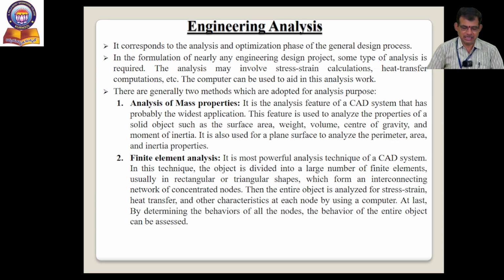What is this analysis of mass properties? It is the analysis feature of a CAD system that probably has the widest application. This feature is used to analyze the properties of a solid object such as the surface area, weight, volume, center of gravity, and moment of inertia. These are basic things that must be satisfied in the design of the object. It is also used for a plane surface to analyze the perimeter, area, and inertia properties.